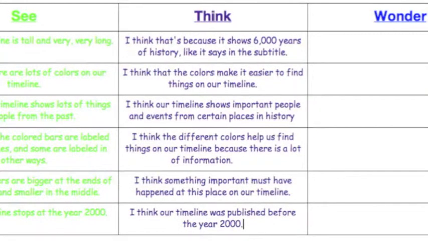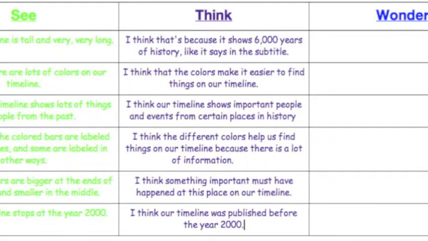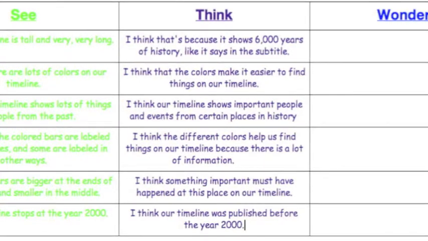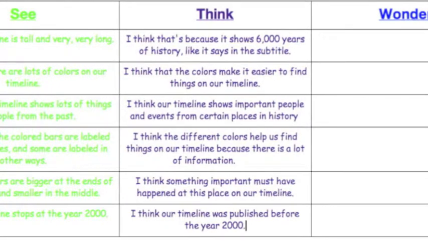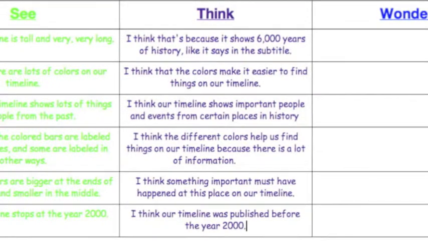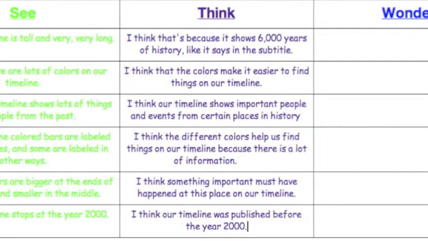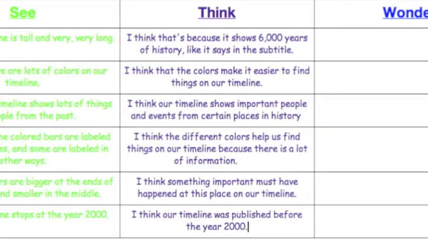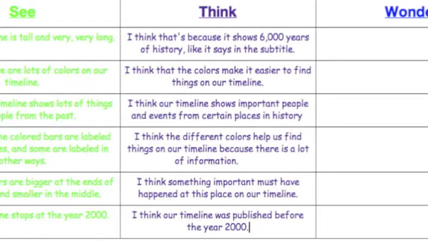Let's look at some of the thinking you wrote on your chart. Many of you thought the reason our timeline is so long and so tall is because it shows lots of history. Some of you thought the reason our timeline has color has something to do with helping the readers find information more easily. Nearly all of you thought the timeline shows important people and events that have happened in history, and there's a lot of it.